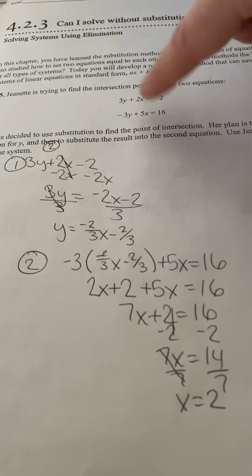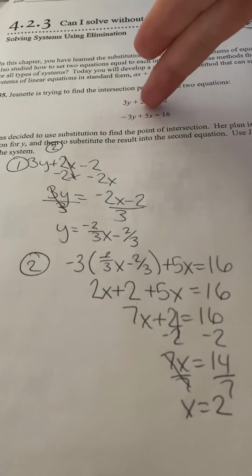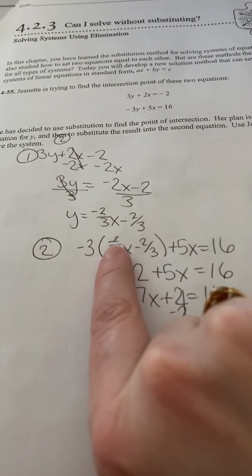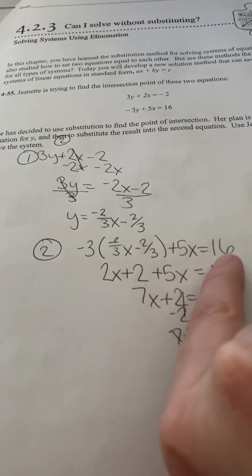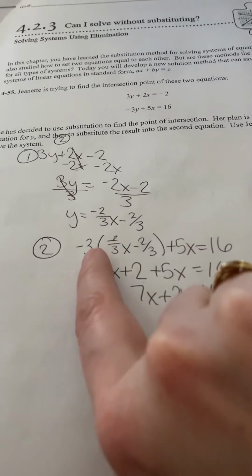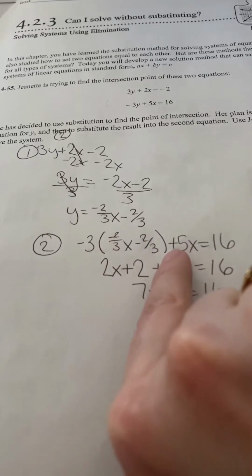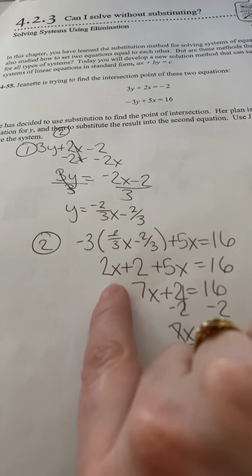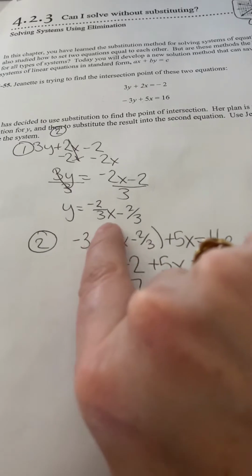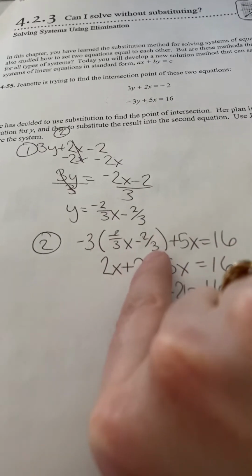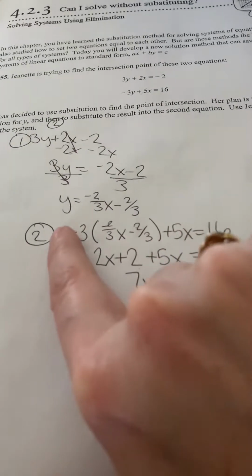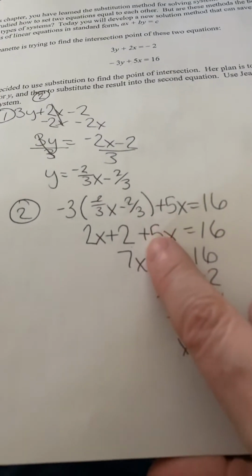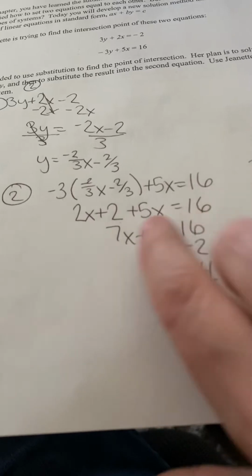Then her second step was to substitute it into the second equation. And so that's what you'll see here, because it was negative 3 times y plus 5x equals 16. Well, when I do the distributive property here, negative 3 times negative 2/3 x is a positive 2x. Negative 3 times negative 2/3 is 2. So it just kind of takes out the denominator. Then you have plus 5x equals 16.